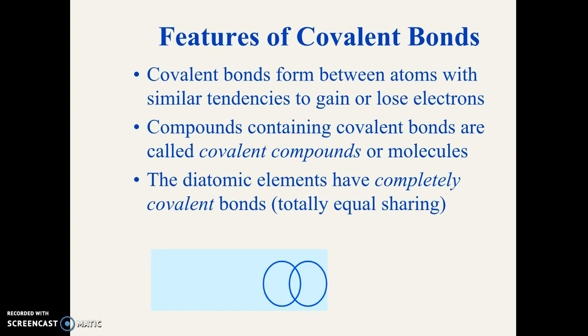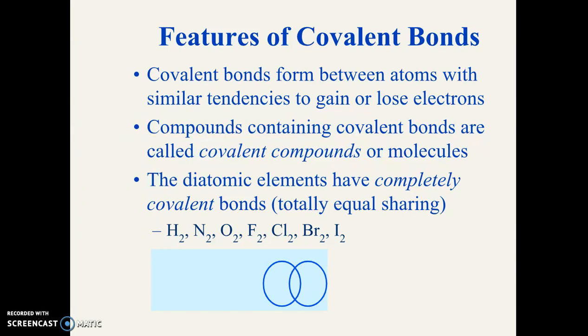So a little bit more about covalent bonds. Covalent bonds form between atoms with similar tendencies to gain or lose electrons. We associate covalent bonds with our nonmetals because they both want to gain, or they both could lose, but they both want to gain with the same tendency. So we generally see covalent compounds forming with them. Compounds containing covalent bonds are called covalent compounds, or molecules. That's probably the more common term used for them.